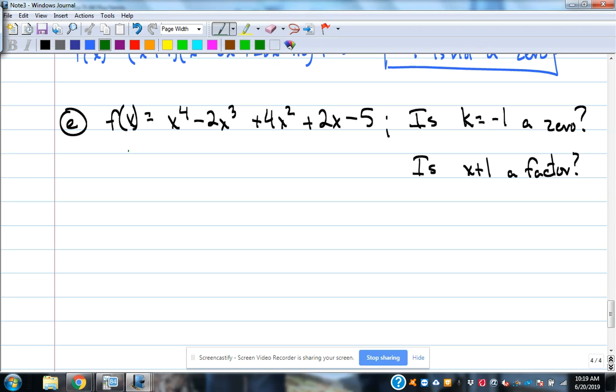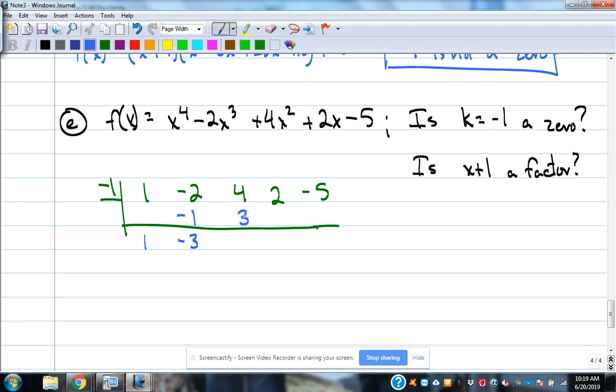So set up your synthetic division. Negative 1 on the shelf. 1, negative 2, 4, 2, negative 5. Drop the 1 down, multiply. Add. Negative 3 times negative 1 is positive 3. Add. Multiply. Negative 7. Add. Negative 5. Negative 5 times negative 1 is positive 5.